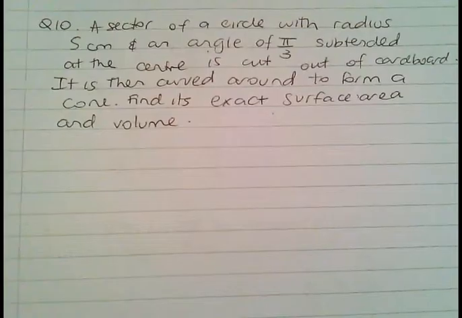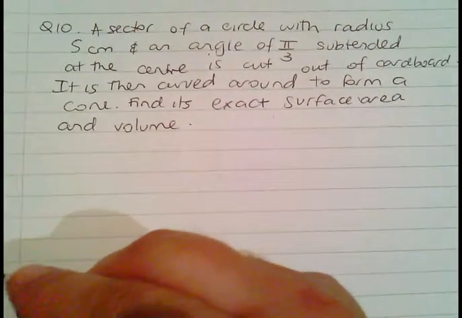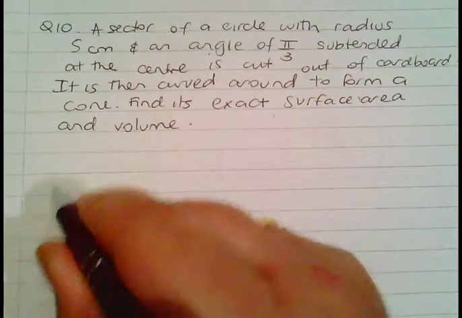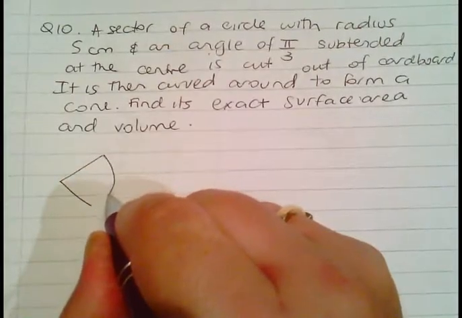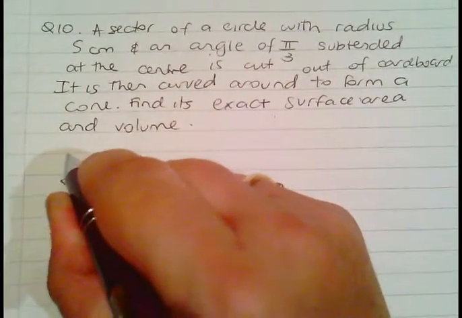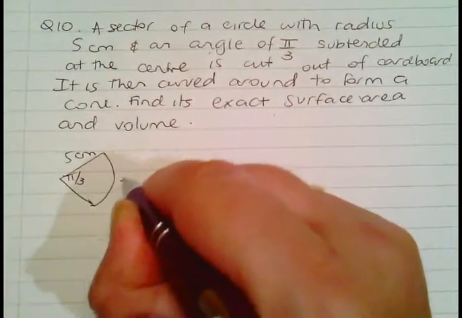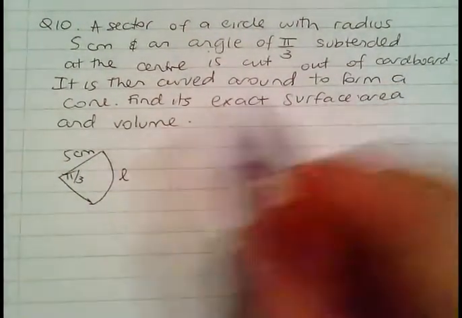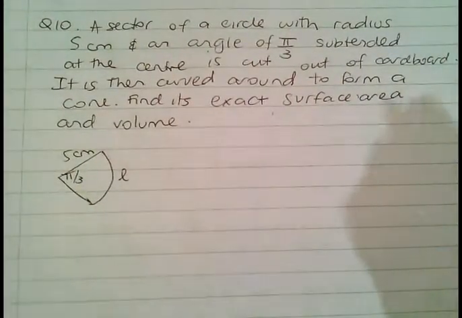Okay, now last question, question 10. A sector of a circle with radius 5 centimeters and an angle of pi on 3 subtended at the center is cut out of cardboard and it is then curved around. So we've got that this is 5 centimeters and the angle is pi on 3 and this is the arc length. It's then curved around to form a cone. Find the exact surface area and volume of the cone.